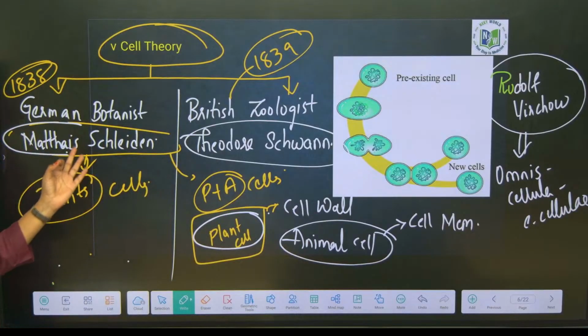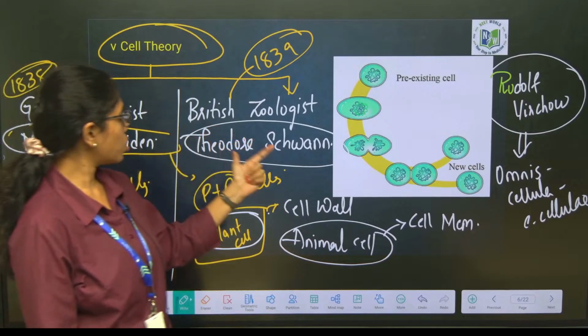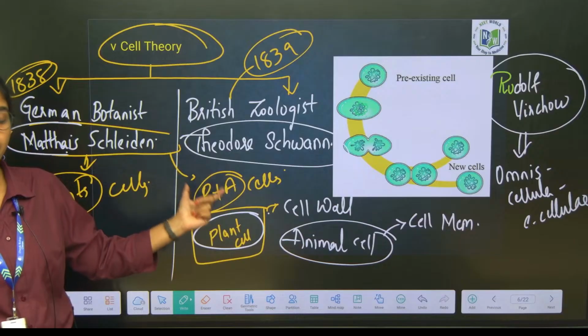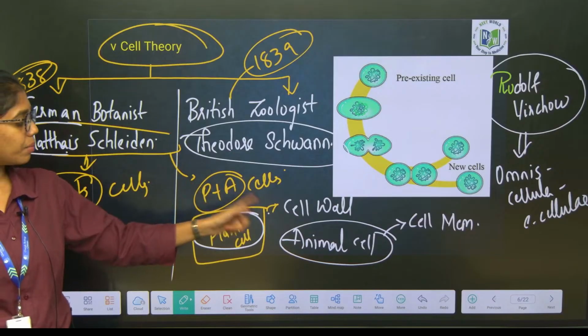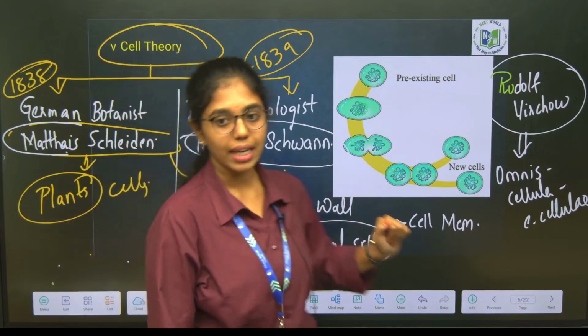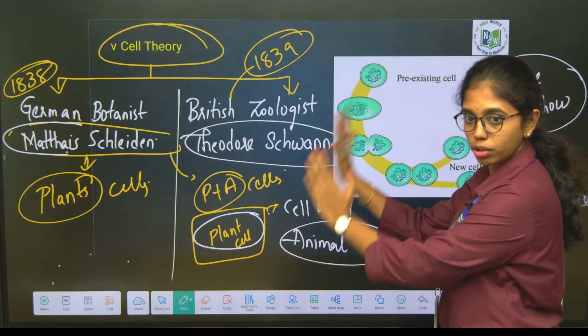Raghav, sit straight. These 3 points in your mind. First, Matthias Schleiden said that all plant bodies are composed of cells. Second, Theodor Schwann said plant cells and animal cells, both plant and animal bodies, are composed of cells. The limiting boundary of a plant cell is the cell wall. The limiting boundary of an animal cell is the cell membrane. Fine. These are restricted to the cell theory.